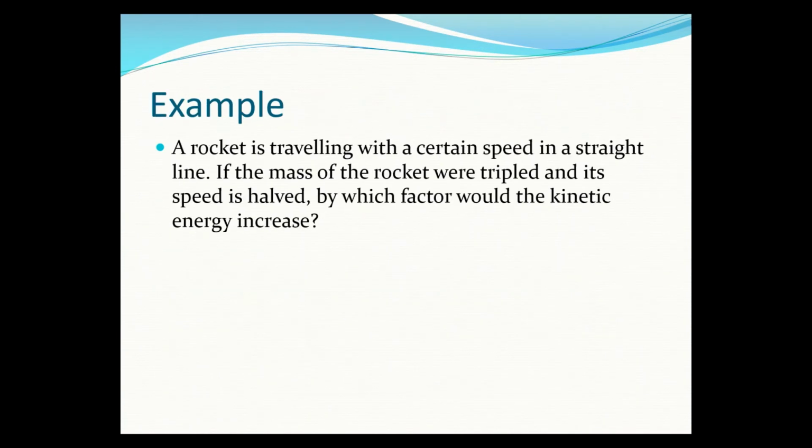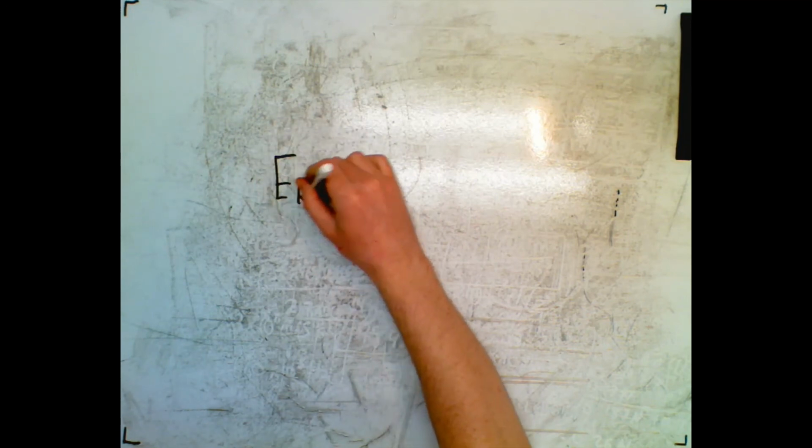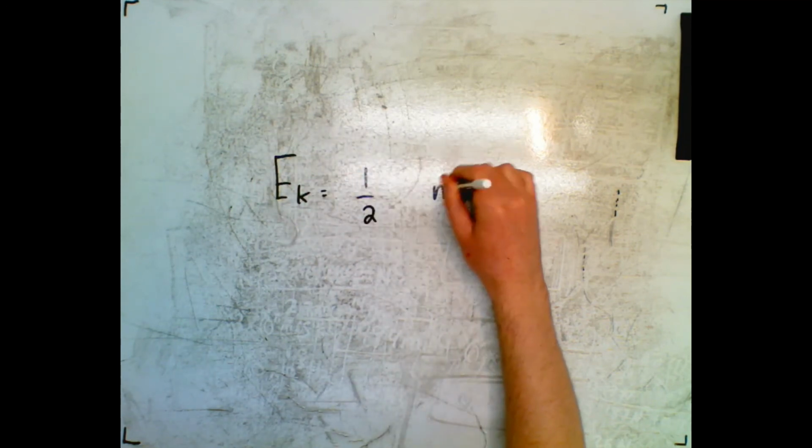So here's an example. A rocket is traveling with a certain speed in a straight line. If the mass of the rocket were tripled and its speed is halved, by which factor would the kinetic energy increase? Okay, so let's switch to our board. To do these questions, we write out our formula: EK equals 1/2 mv squared. And we leave a little bit of space in between. I'm just going to grab a different color from up front here. Now in front of each variable, we write down what happens to it.